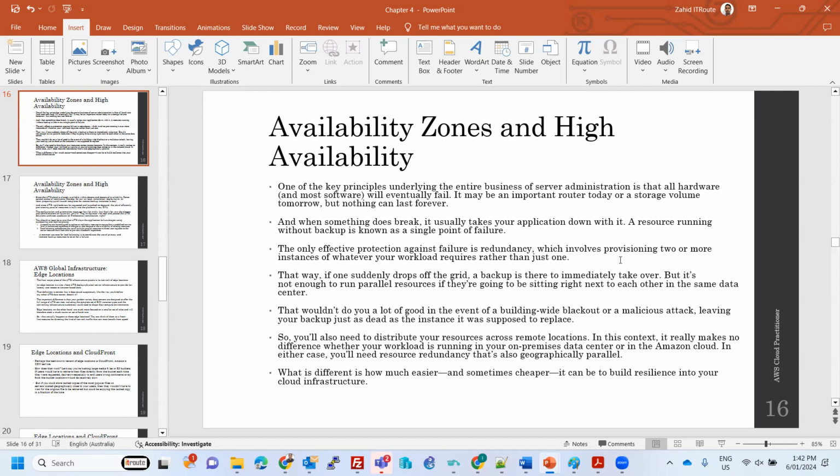In this context, it really makes no difference whether your workload is running in your on-premises data centers or in the Amazon cloud. In either case, you'll need resource redundancy that's also geographically parallel. So what is different is how much easier and sometimes cheaper it can be to build resilience into your cloud infrastructure.